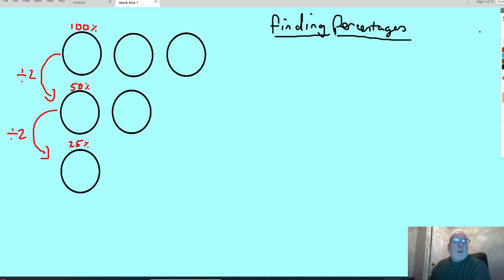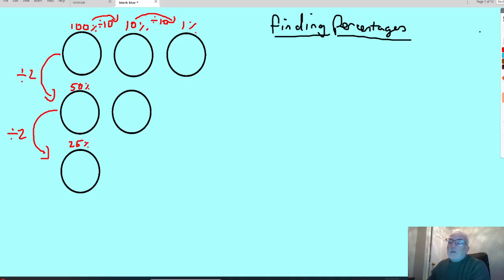Okay. Now the other ones over this side are 10% and 1%. And to get from 100% to 10%, there's 10 lots of 10 in 100, so I'm just going to divide by 10. And to get from 10 to 1, I do the same thing. I'm just dividing by 10.